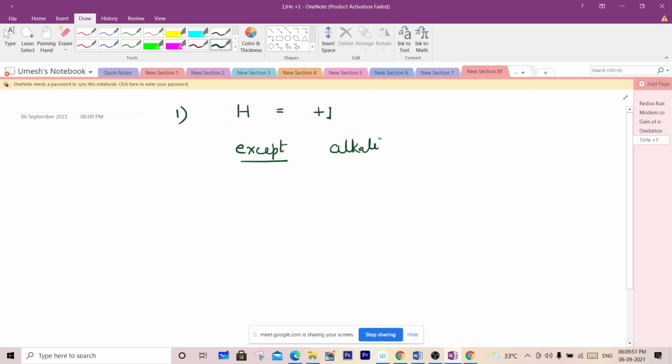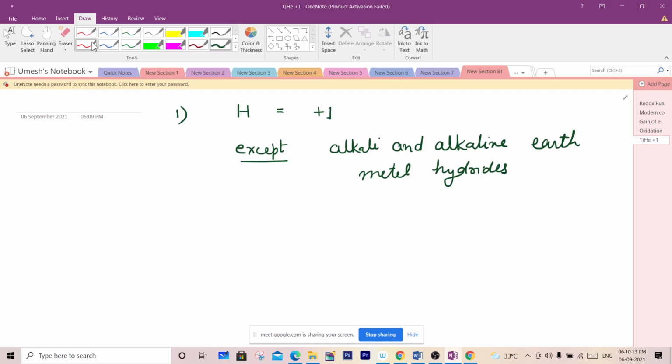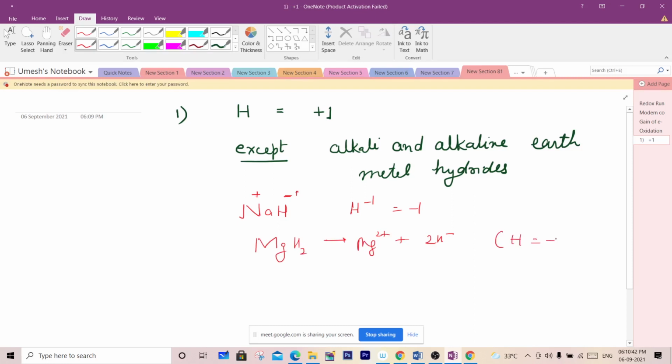In case of alkali and alkaline earth metal hydrides, like NaH, Na positive, H negative. So the oxidation number of hydrogen is minus 1 here. And alkaline earth metal is a group number 2 element, MgH2. It will give you Mg2 positive and 2 H negative ions. So hydrogen is acquiring oxidation number equal to -1.